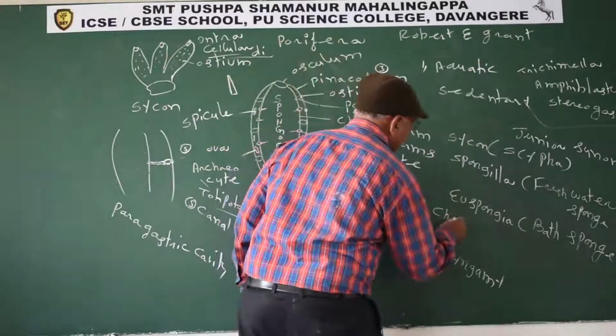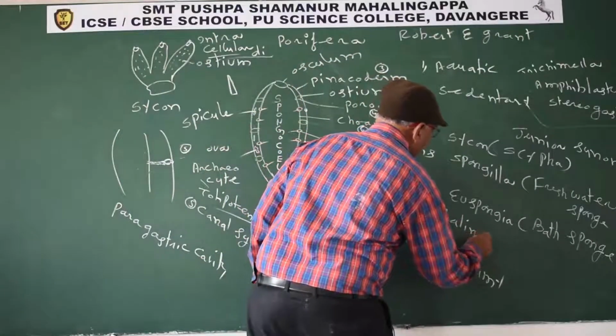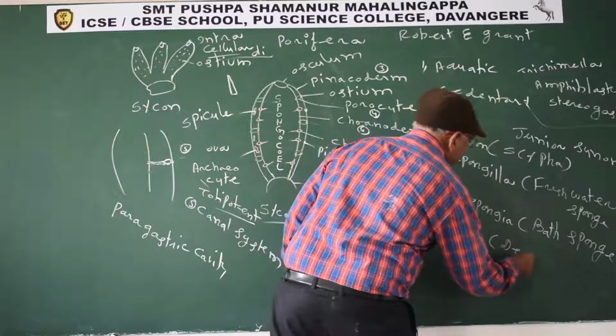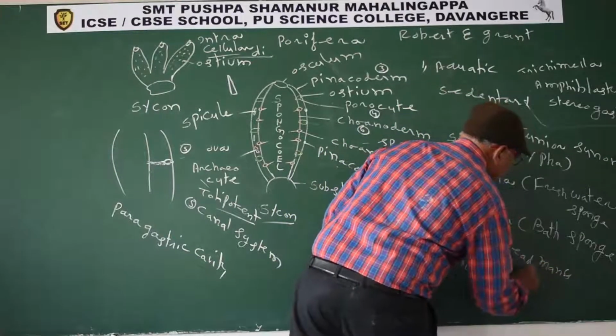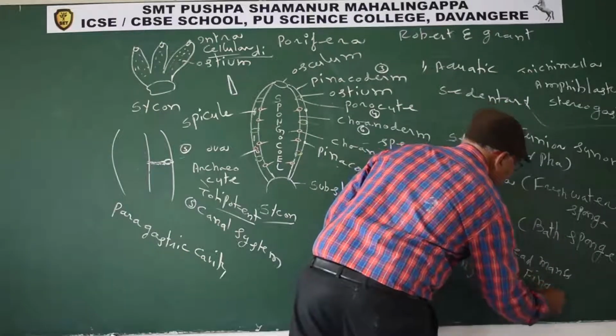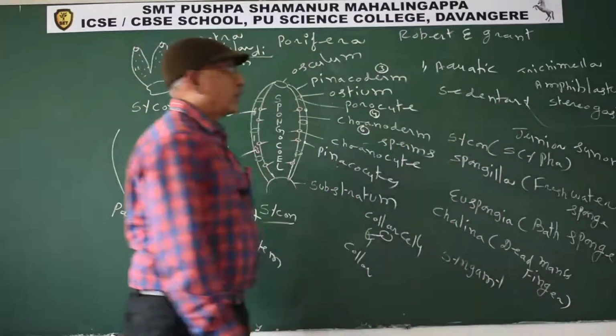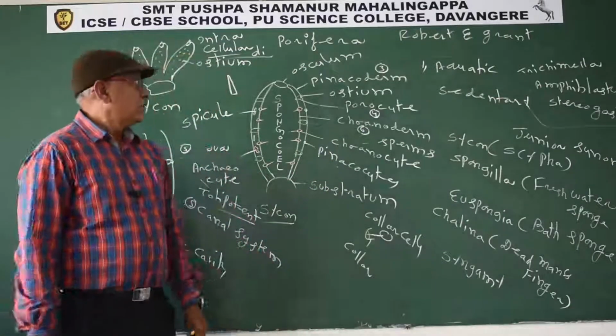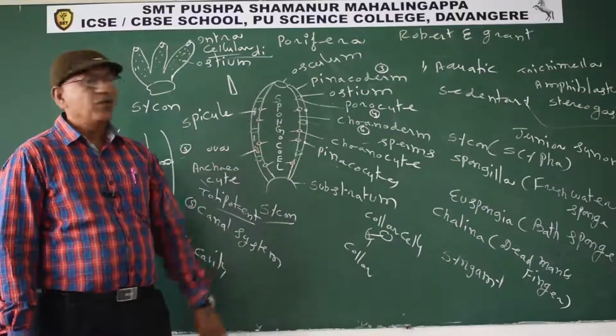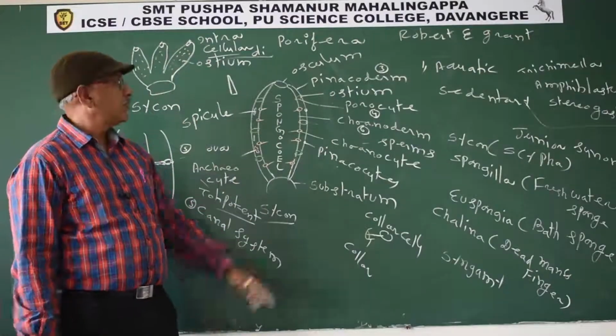Euplectella? Next, Chalina, dead man's finger. So with the help of the diagram, you can easily remember the concept.